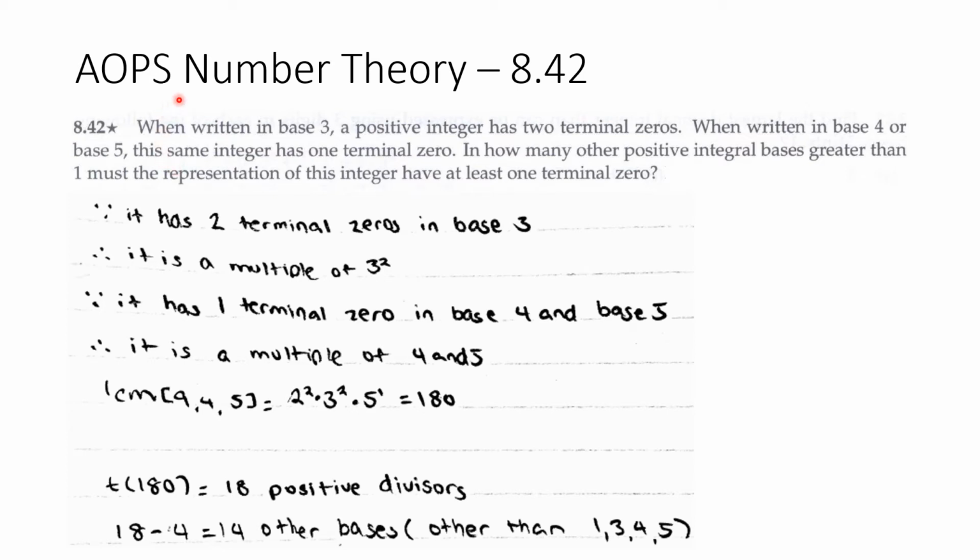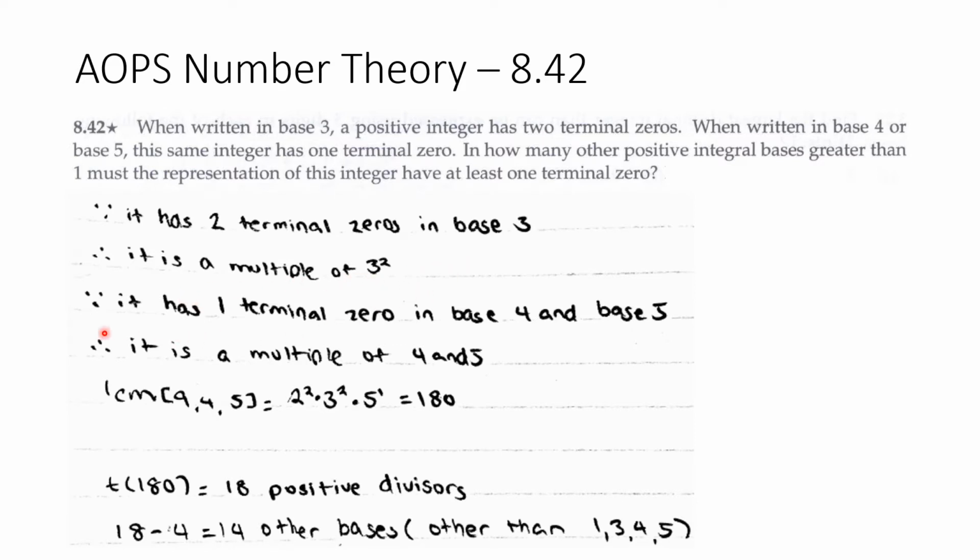Number theory 8.42. When written in base 3, a positive integer has two terminal zeros. When written in base 4 or base 5, the same integer has one terminal zero. In how many other positive integral bases greater than 1 must the representation of this integer have at least one terminal zero? Since it has two terminal zeros in base 3, that means it's a multiple of 3 squared.